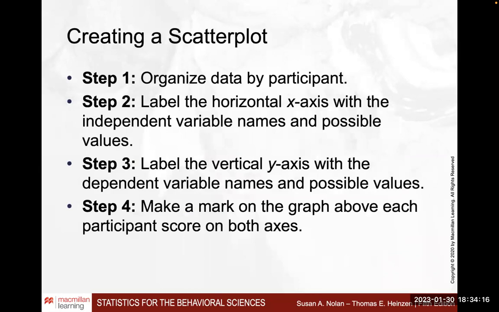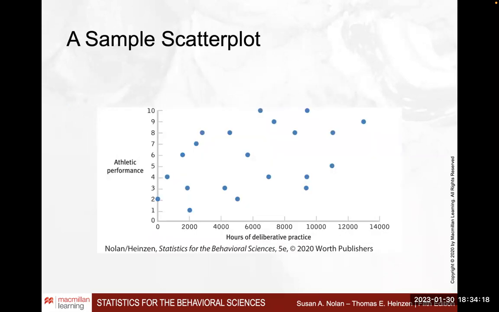And a scatter plot, the number one rule in a scatter plot: each individual point is one subject. So this is student number 1, practiced 11,000 hours, has an athletic performance of 4. Student number 2, practiced 12,500 and has an athletic performance of 8. So basically each point is one subject, one individual, one patient, whatever you are studying.